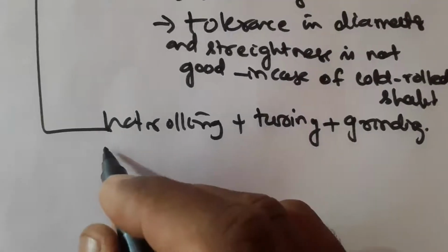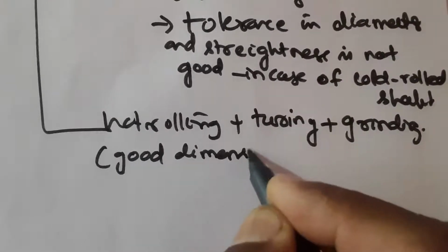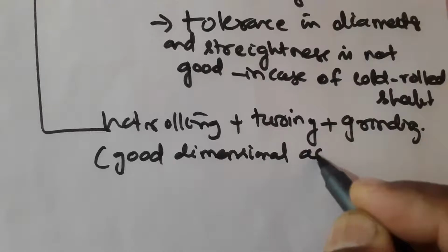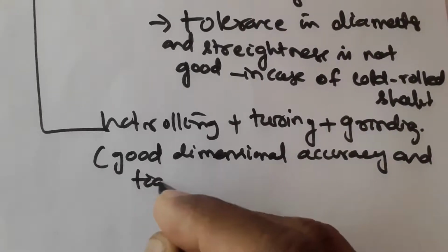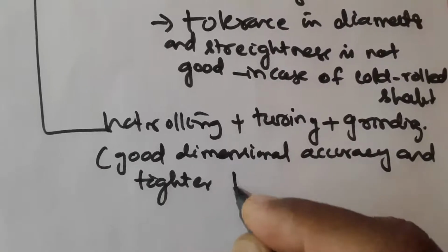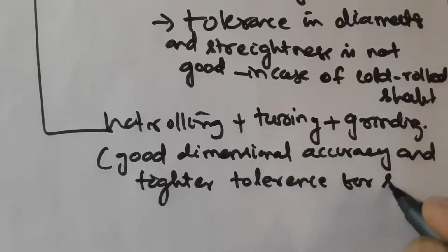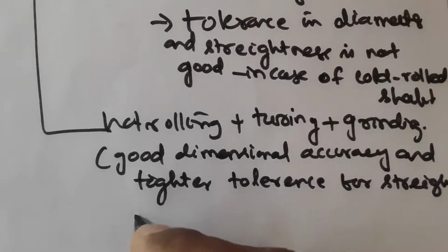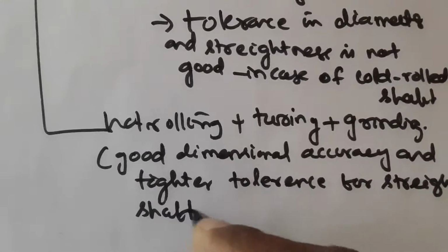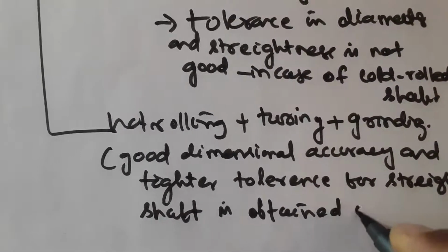So good dimensional accuracy, and tighter tolerance for straightness. A straight shaft is obtained in hot rolling.